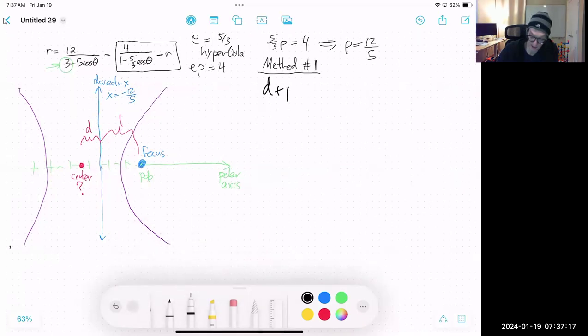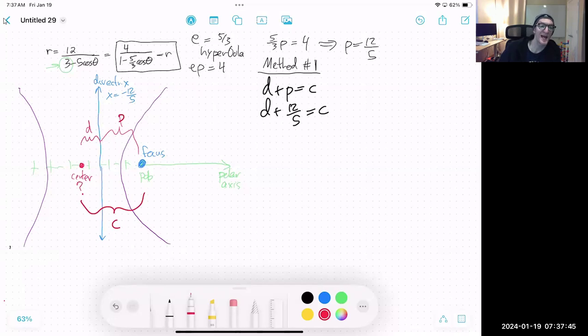Okay, so back over here, what did I just say? That D plus P equals C. But specifically, D plus 12/5 equals C. This is my P, and this is my C. Already you might be sort of thinking something now, which is, okay, I don't know what D is, and I don't know what C is, and I don't know what A is, but I do know what the eccentricity is. So I know the eccentricity.